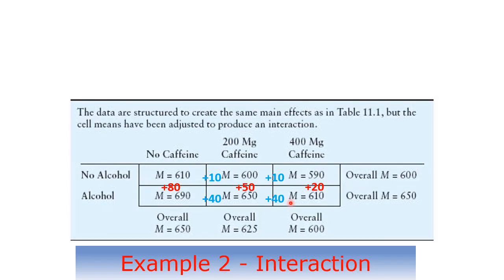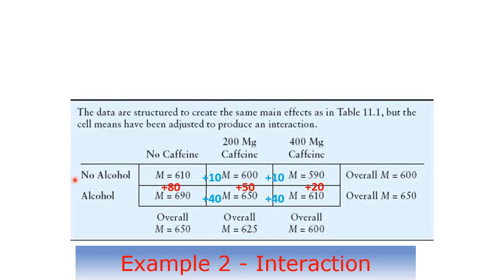The other possibility is the presence of an interaction. This is when the effect of alcohol or caffeine depends on the presence of the other. So if there is no caffeine present, alcohol slows reaction time by 80 milliseconds. However, if caffeine is present, and depending on the amount of caffeine that's present, we see a difference in the change of reaction time. Same thing here with caffeine, where the 10 milliseconds in the no alcohol condition and the 40 milliseconds in the alcohol condition means the effect of caffeine depends on the presence of alcohol. So where there is a dependency, there is an interaction.